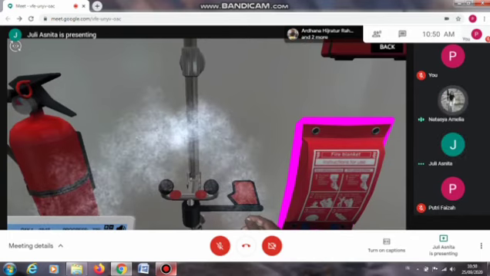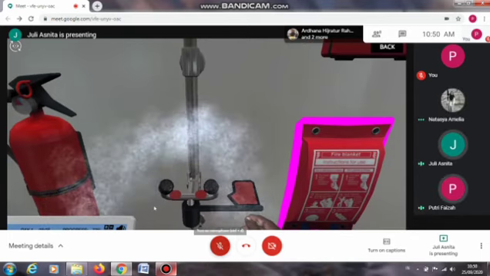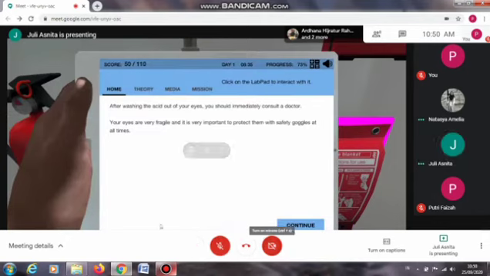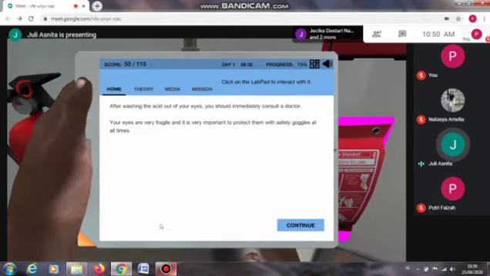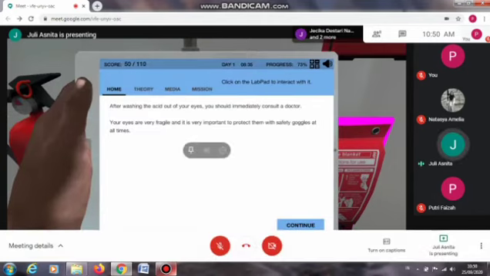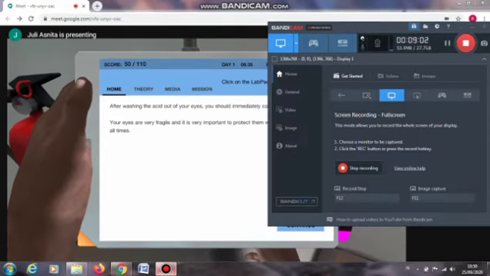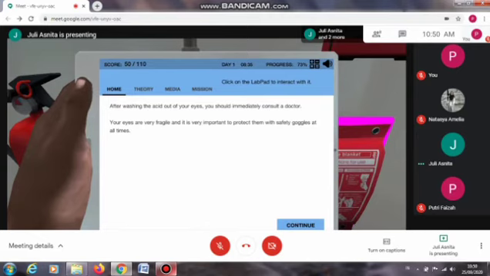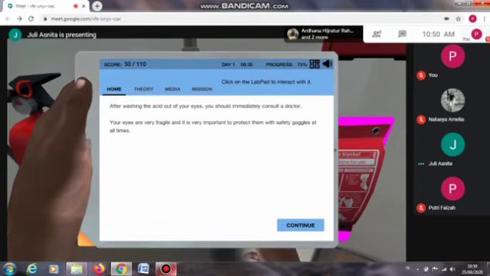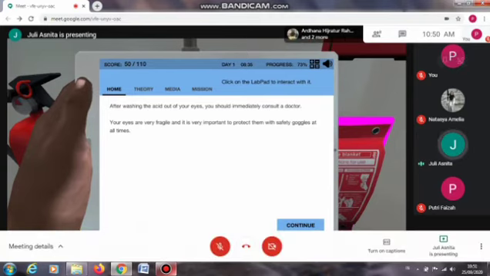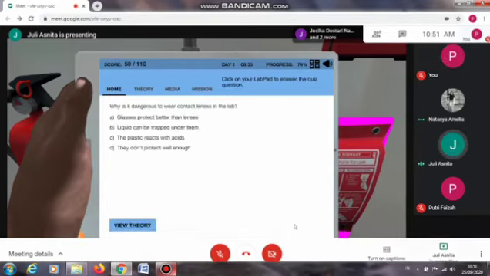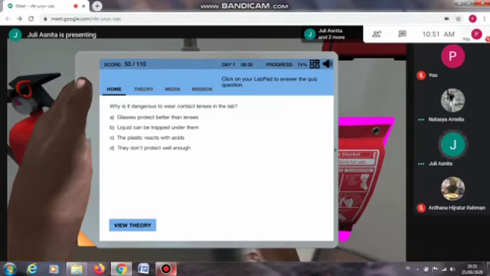Okay, safe. After washing the acid out of your eyes, you should immediately consult a doctor. Your eyes are very fragile and it is very important to protect them with safety goggles at all times. Even though they have been rinsed with water, you still must see a doctor. Okay. Why is it dangerous to wear contact lenses in the lab?